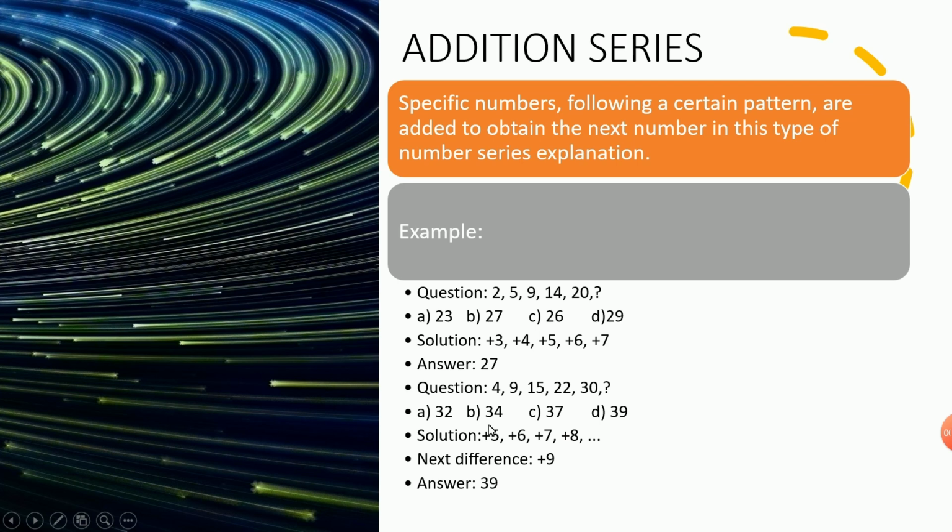So here, the equation starts from 5 itself: 5, 6, 7, 8. So here 30 plus 8, the next one, the 9th one, 30 plus 9, the answer is 39. So that is how the addition series works.